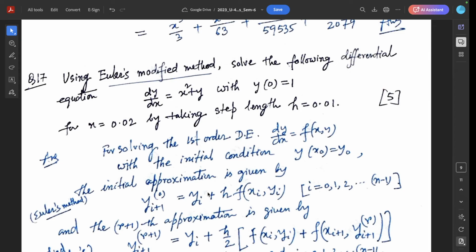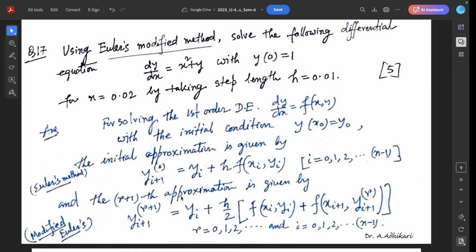And after that, for the (r+1)th approximation of y(i+1), we use the modified Euler's method. This y(i+1)^(r+1) is equal to yi plus h by 2 bracket f of (xi, yi) plus f of (x(i+1), y(i+1)^(r)), for r equal to 0, 1, 2 and so on, and i equal to 0, 1 to n minus 1.